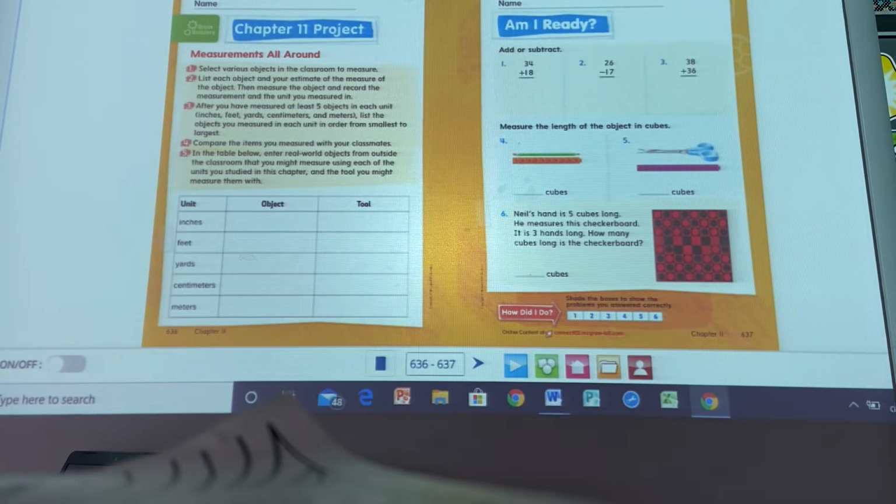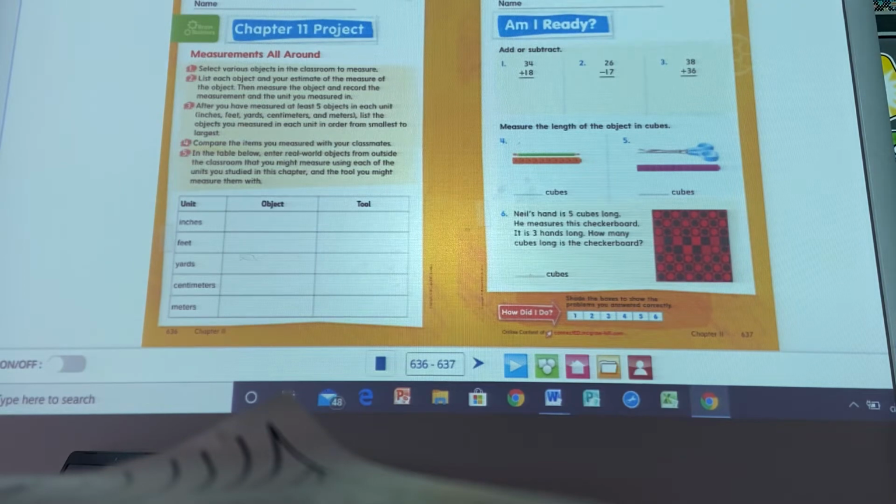All right, so we're going to start out by measuring the length of objects in cubes. You don't have your cubes at home, but you can look at the picture and count the cubes, and that's about how long those objects would be. Okay, and then down at the bottom you have Neil's hand is 5 cubes long. He measures this checkerboard. It is 3 hands long. How many cubes long is the checkerboard?